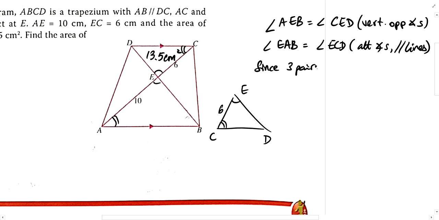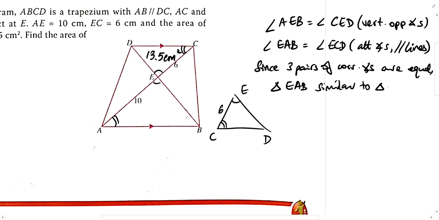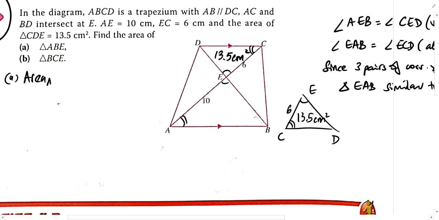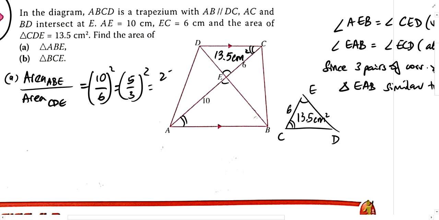Since 3 pairs of corresponding angles are equal, triangle EAB is similar to triangle ECD. Okay, so since they are similar, this being 13.5 square centimeters will allow me to find the area of the bigger triangle easily. So part A, area ABE, my big triangle, over the small triangle CDE will be equal to 10 over 6, right? Bigger over smaller. So this is actually 5 over 3. No, we need to square it, yeah. 5 over 3 squared to get 25 over 9.